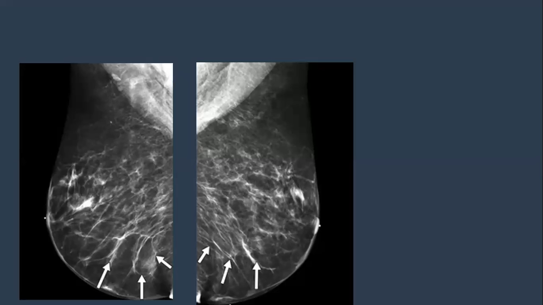Skin thickening is bilateral and thickened Cooper ligaments are bilateral, but the small area of architectural distortion is unilateral, so for me it's suspicious. Next step is correlation with ultrasound. Okay, good. Good management. Another suggestion, you are right.